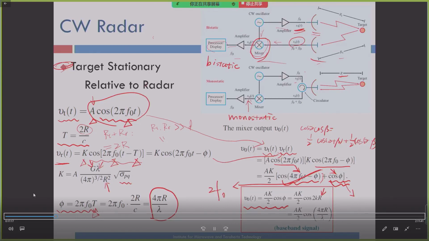Also, the amplitude is determined by the transmitted power, the transmitted amplitude A, and the received amplitude K, right? Because K is related to so many parameters, right? For a given system, its gain is fixed. Its transmitted amplitude is fixed. Its wavelength is fixed also. The only term is the cross section. So here, if we know the distance from the radar system to the object, we can obtain the cross-section from the backscatter signal, as we know.